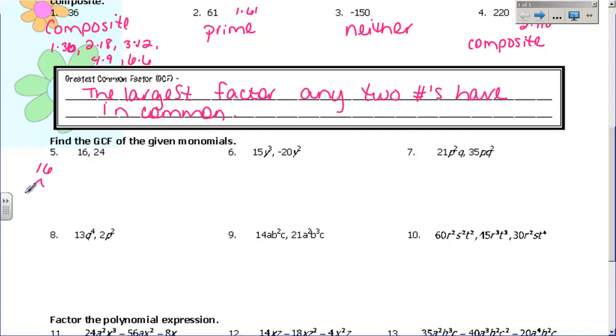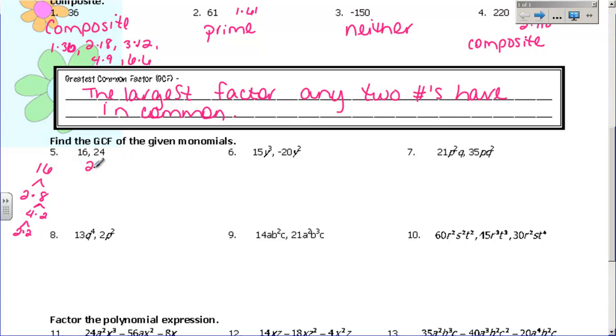16 can be factored into 2 times 8 because 2 times 8 equals 16. Well, 2 is prime, so I can't factor that any further, but 8 can be factored into 4 times 2. 2 is prime, so I leave it alone, but 4 can also be factored into 2 times 2. So there is my factor tree. I'm down to all of the prime numbers.